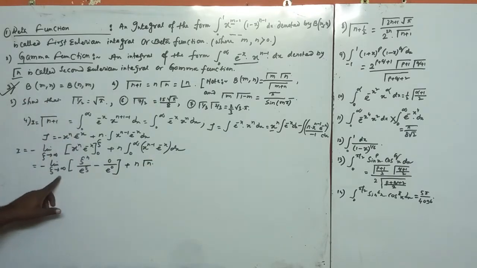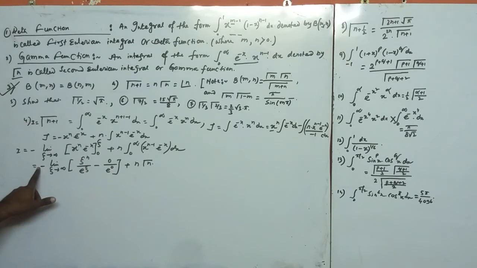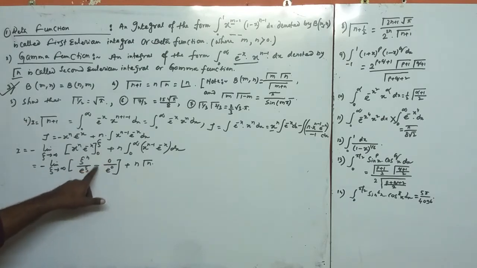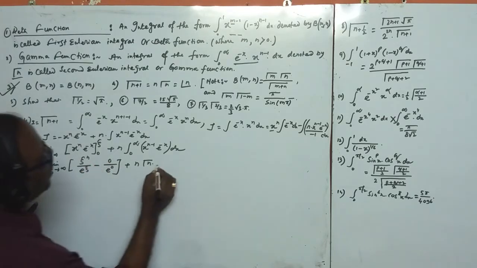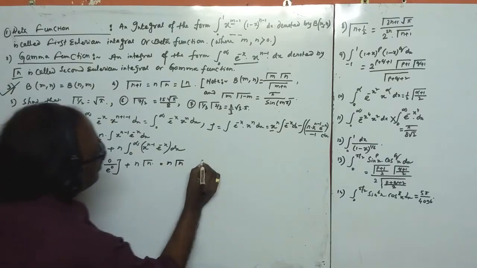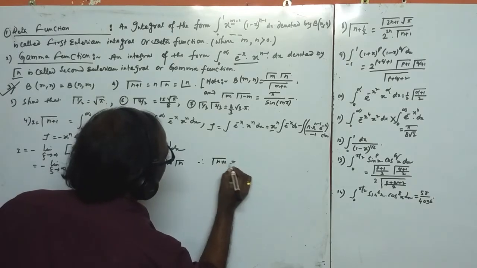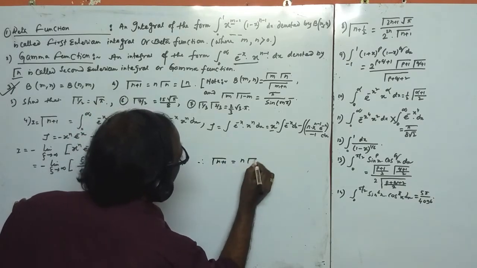See that if this is a big number, infinity, then 1 by the bigger number is 0. So minus minus plus. This thing is 0, and this is 0 also. So we only get n into gamma n here. Therefore gamma(n plus 1) is equal to n into gamma n.